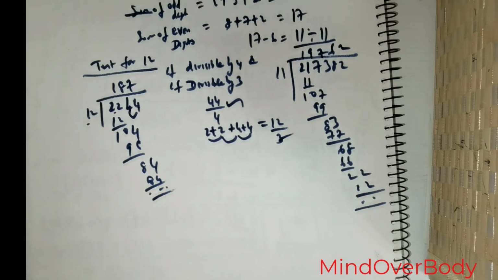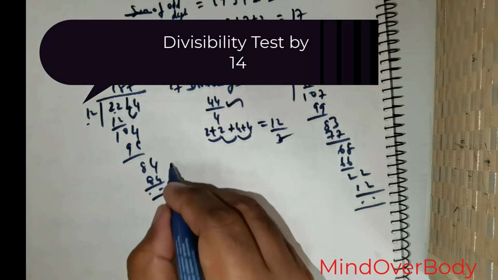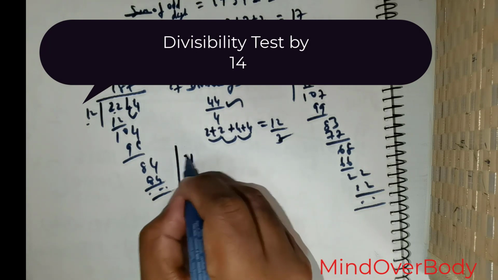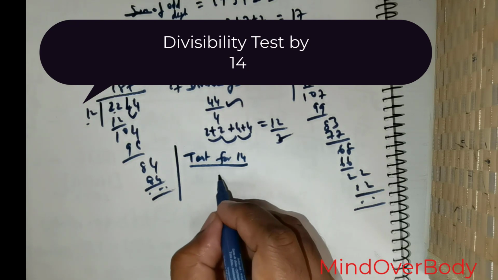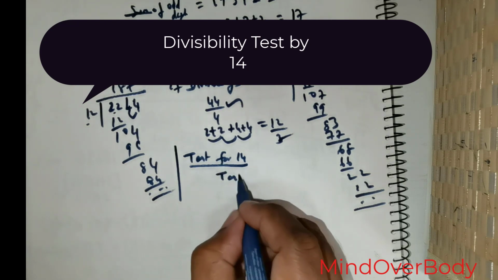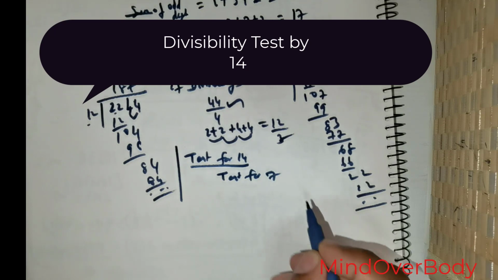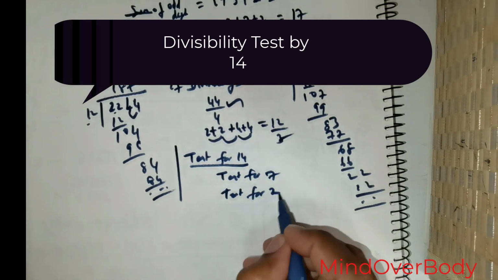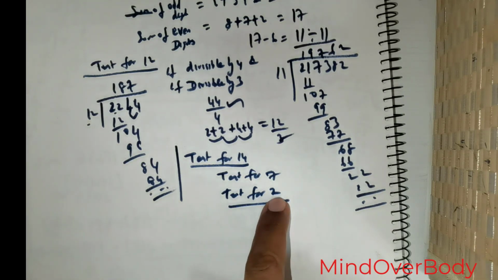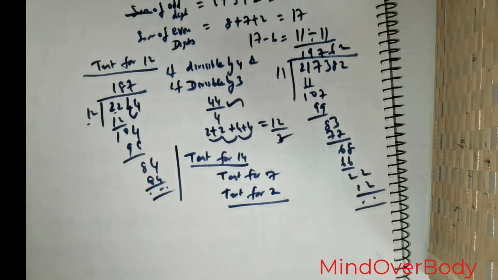Now the next one after the divisibility test for 12 is the divisibility test for the number 14. The test for 14 is that the number has to satisfy the test for 7 and the test for 2. Clearly you can find out any number divisible by 2: it has to be an even number. And with regard to 7, we also know how to check that. So let's go on with that.